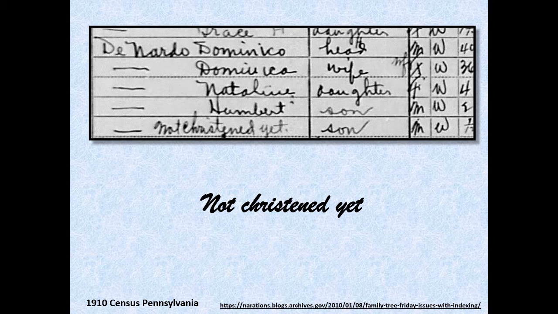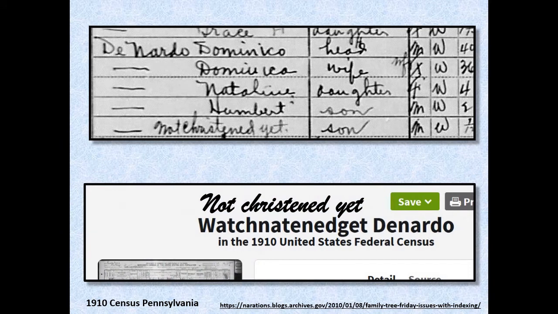posed a problem, because what this company did was they sent these schedules overseas, cheaper labor, to transcribe. And the transcriber came to this line, couldn't quite figure out what it was, and then the index shows what they transcribed, which was watch not teneget donato. So we might kind of expect to see some funny things like that.